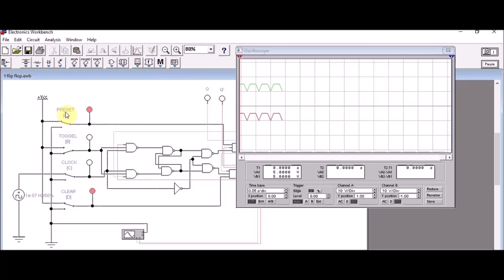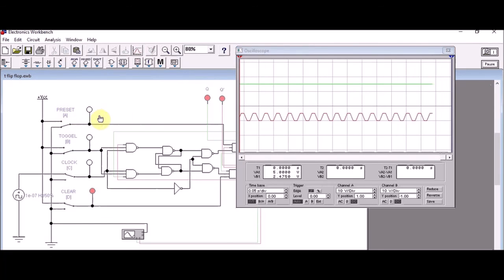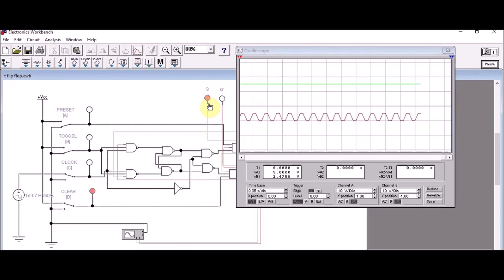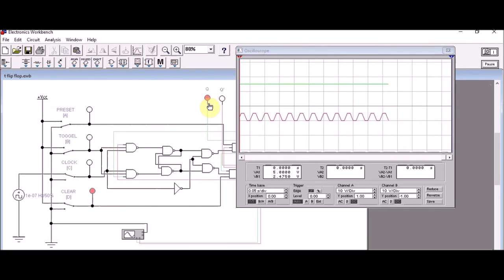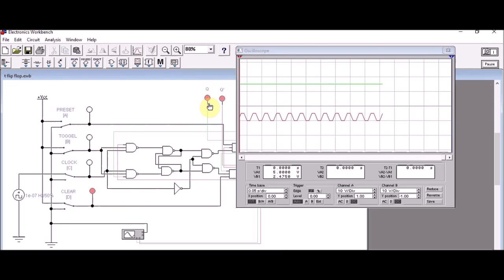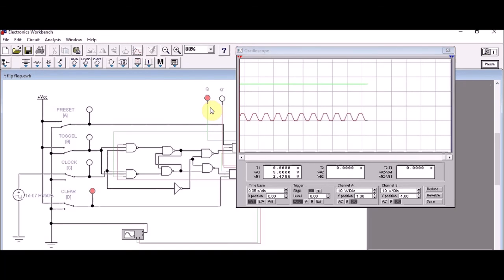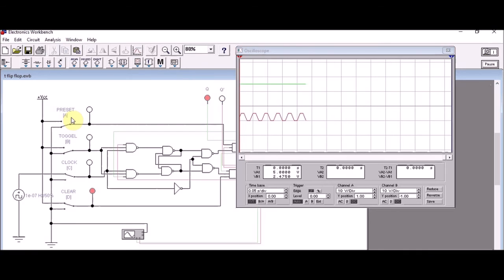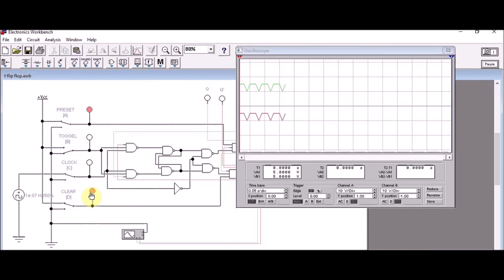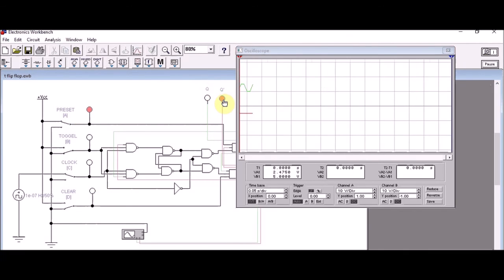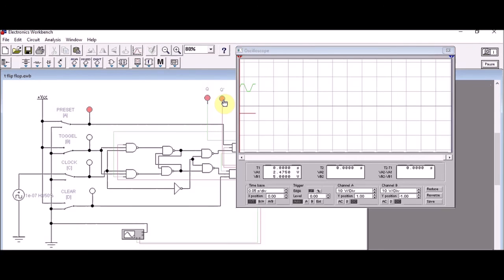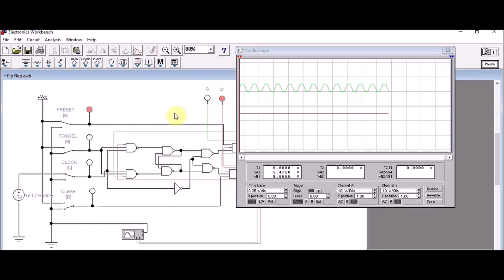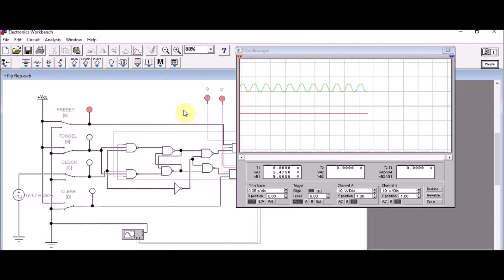So now if clear is on and preset is off, the Q is set to 1. So the clock cannot operate if preset is set to 0. The next one is when preset is only on, the Q prime is on and the clock has no effect if clear is set to 0.